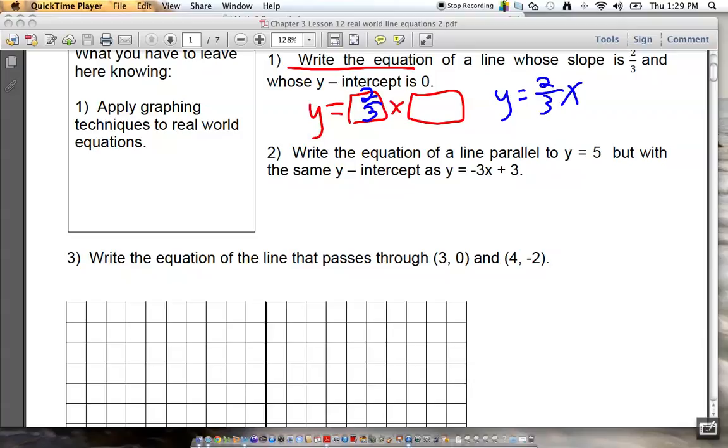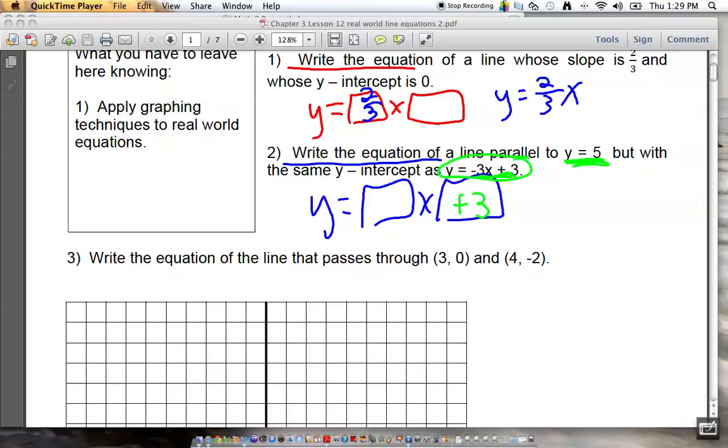Next, write the equation of a line. So I see write the equation of a line, I automatically go, y equals box x plus box. That is parallel to y equals 5. The same y-intercept as this one. Let's do the y-intercept part first because that one's pretty normal. Gabriella, what's the y-intercept? +3. +3 it is, because it matches the y-intercept on that line, which is 3.